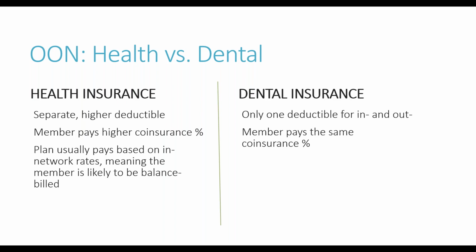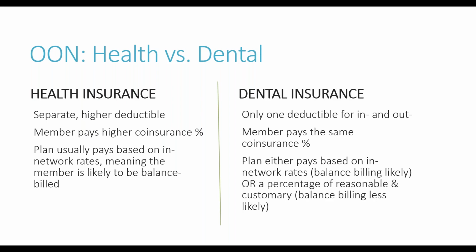With health insurance, when the member goes out of network, the insurance plan is typically going to pay the same amount they would have paid to an in-network doctor, because those out-of-network doctors are not contracted and don't have a discounted rate with the insurance company. They're much more likely to balance bill the member.